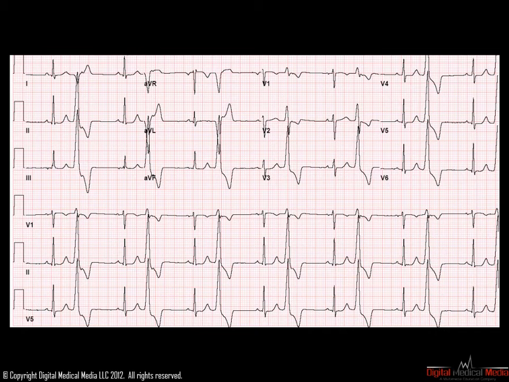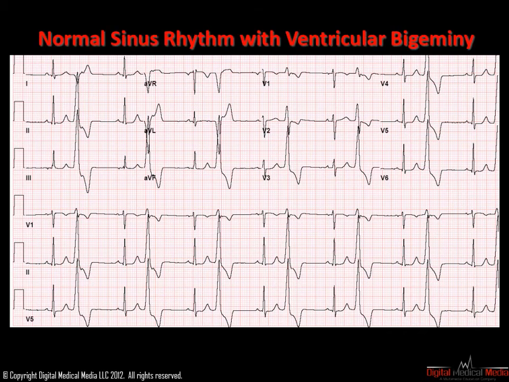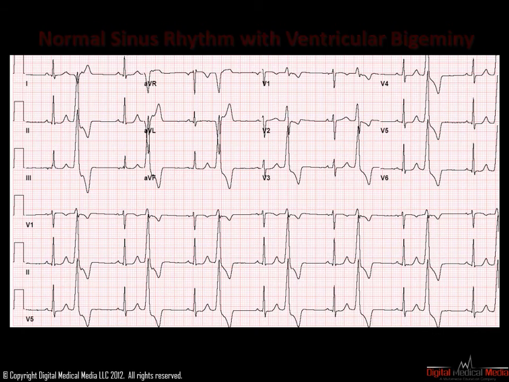There is no apparent P wave in front of these wide beats, but there is an easily identifiable P wave in front of the narrow beats. The wide beats represent premature ventricular contractions. Since they are occurring on every other beat, the correct interpretation of this rhythm would be normal sinus rhythm with ventricular bigeminy. Bigeminy refers to the every other pattern.